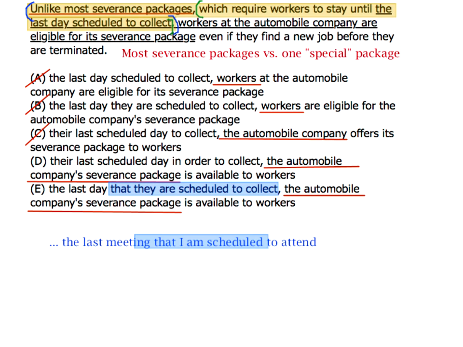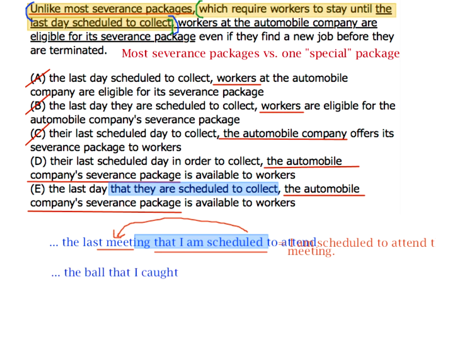This means that I have to attend the meeting. It's kind of like the ball that I threw, that means I threw the ball. The meeting that I am scheduled to attend means I am scheduled to attend the meeting. So it means that this is the object of this verb. So this means I am scheduled to attend the meeting. Same thing if you have a sentence that says the ball that I caught. Simpler example, you might want to remember this one.